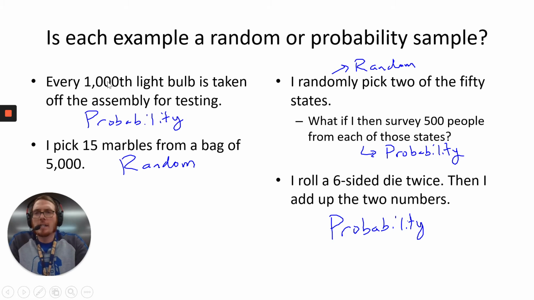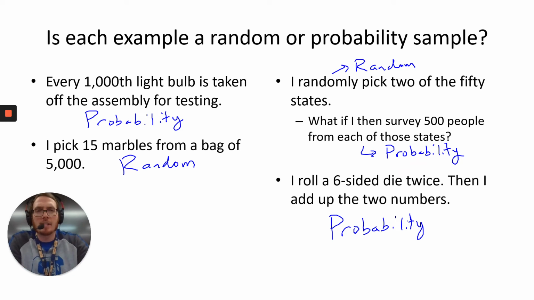So for example, if I take the 1,000th light bulb taken off an assembly line, that's a probability sample because not every light has the same chance of being chosen, because the 1,000th one is being chosen. And we're actually going to get into these in a little bit more detail. This type of probability sample has some other attributes that we're going to look at later on. Picking marbles out of a bag, that's just a random sample.